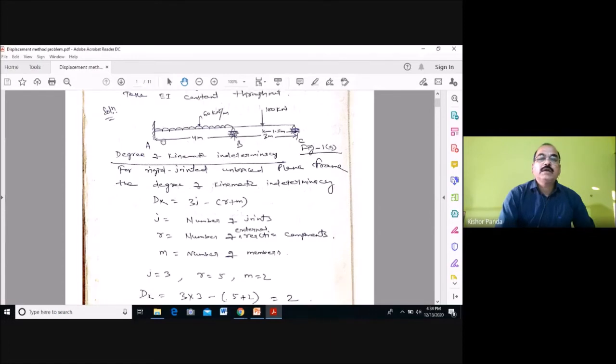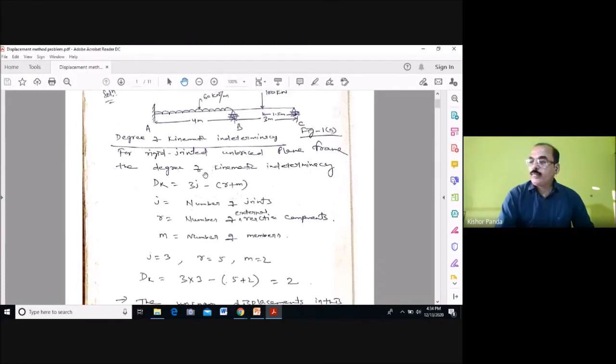So how many joints are here? 3 joints. Then how many reaction components? Here 3. Fixed means there are 3 reaction components, and this one has 1 reaction component, a vertical reaction only. Then how many members? 2 members. So m is 2. DK is equal to 3j minus r plus m. 3j is 3 into 3, r is 5, and m is 2. So the degree of kinematic indeterminacy is equal to 2.